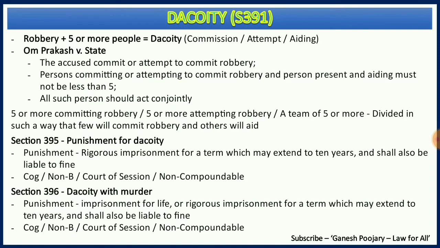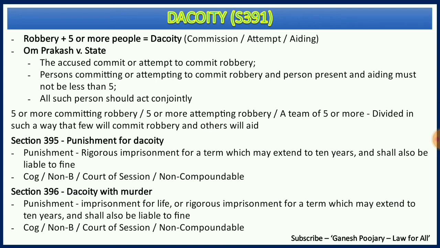If you want to understand what the essentials are, it was in the case law of Om Prakash versus State that it was defined that the accused commit or attempt to commit robbery, and the persons committing or attempting to commit robbery and persons present and aiding must be not less than 5, and all such persons should act conjointly. Conjointly means together. So together there should be 5 people. Maybe all of them are committing or attempting, or a few of them are just aiding. They can distribute the team so that a few will commit, a few will join them, or a few will just provide support. Whatever way, if the team is 5 or more, then such robberies will be considered as dacoity.